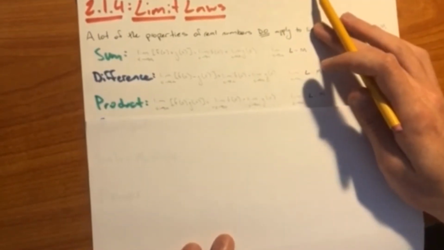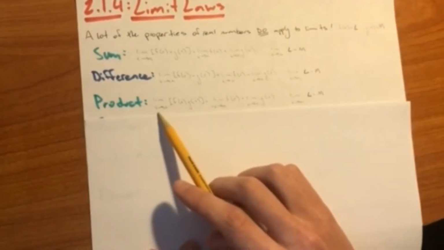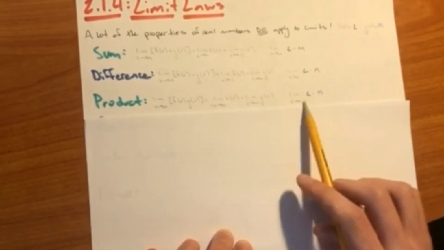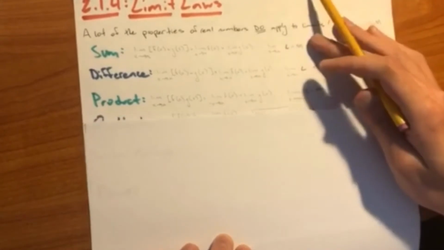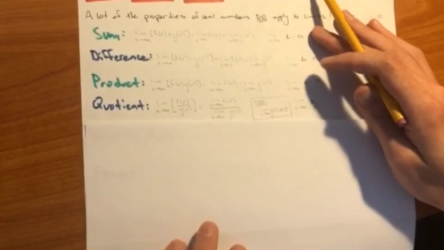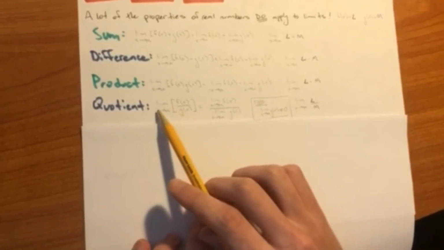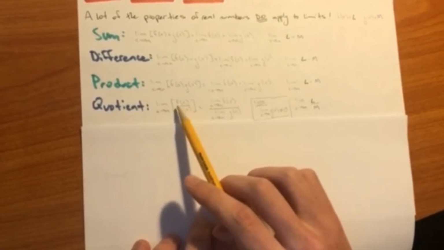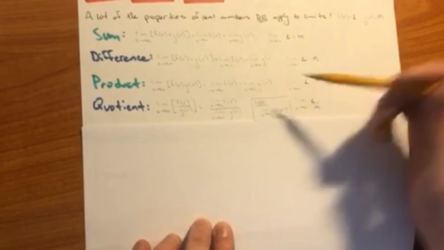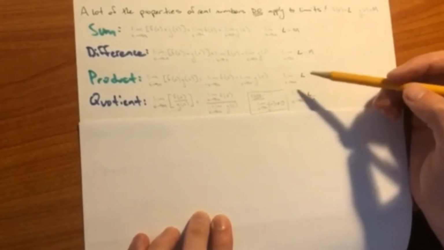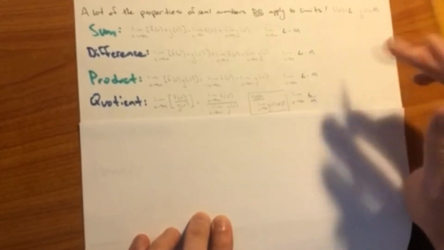For the product rule, as the limit of x approaches a, f of x times g of x, or L times m. The quotient rule is almost exactly the same. It's as the limit x approaches a, it's f of x over g of x, or L over m. However, g of x cannot equal 0 because anything over 0 is not a real number.